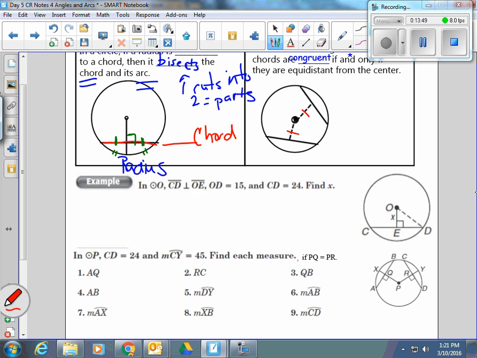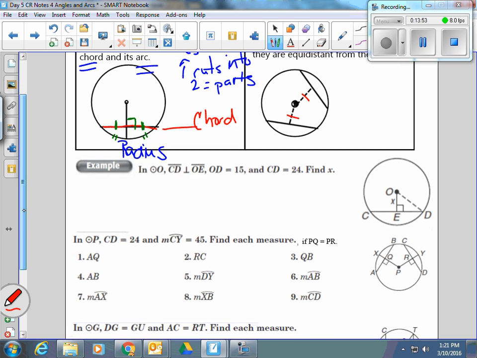All right. Oh, look at those pretty shapes. Aren't those awesome?